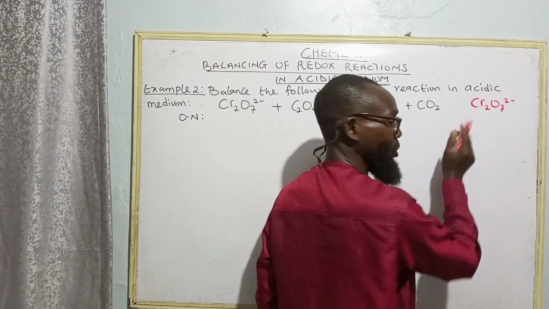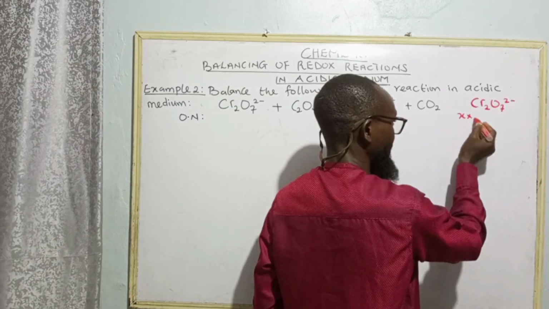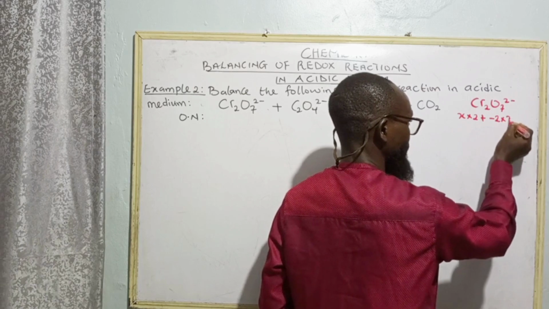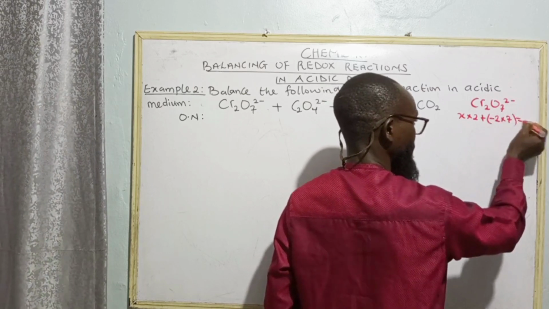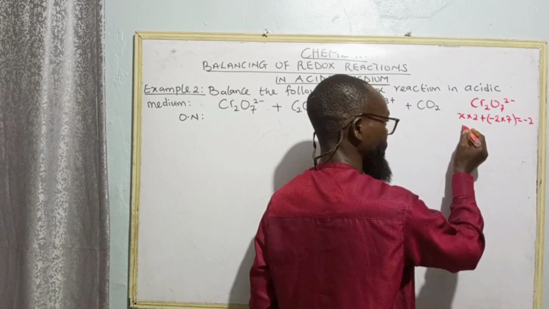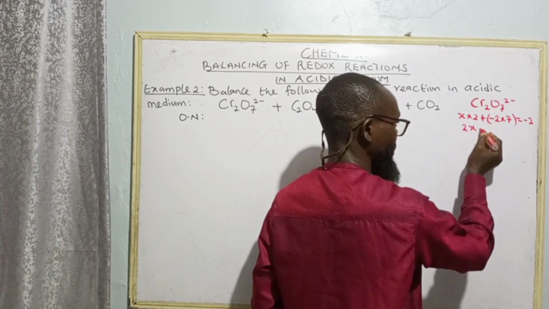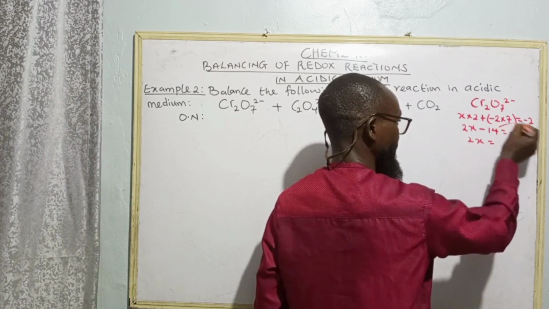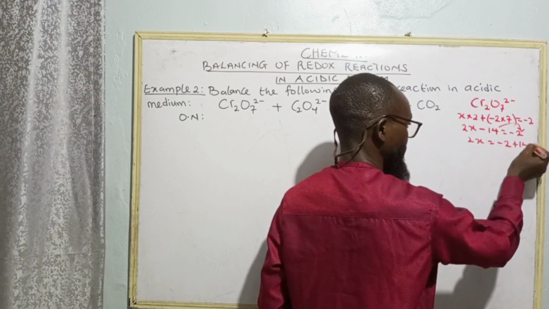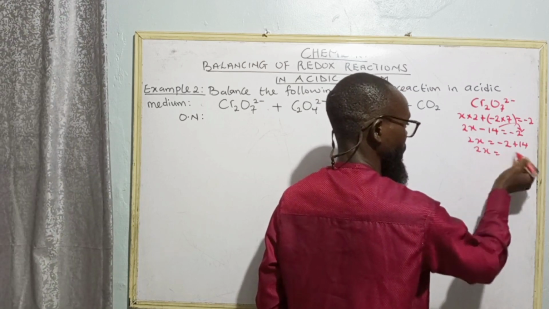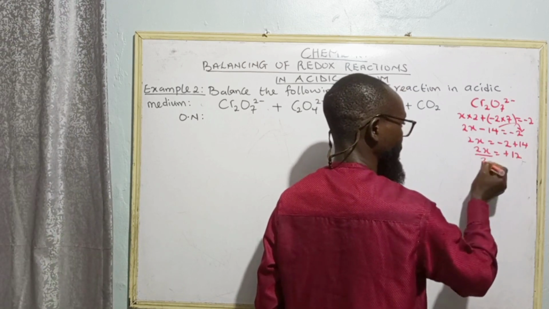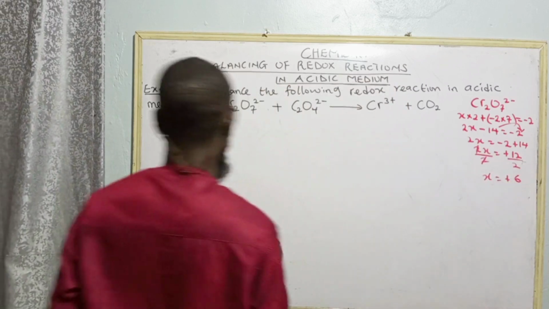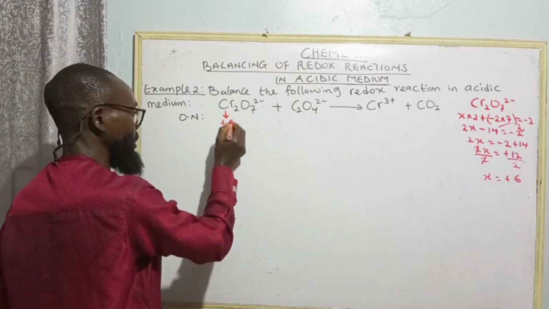Let's call it an unknown, x multiplied by 2. It owns this 2 plus oxygen minus 2 times 7. Then it equals to the power here, which is minus 2. 2x plus minus 2 times 7, we have 14, equals minus 2. 2x is equal to, take this here, minus 2 plus 14. 2x is equal to plus 12. So if you divide by 2, 2 cancels 2, x is equal to plus 6. So the oxidation number of chromium here is plus 6.